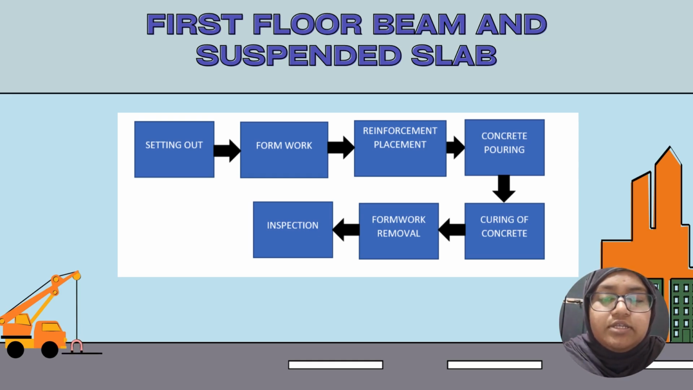Okay, the last step is inspection. We need to inspect the surface of the beam for any crack, honeycomb, or surface irregularities. We need to make sure that the concrete has been properly vibrated during pouring to eliminate air pockets and voids, especially around the reinforcement.